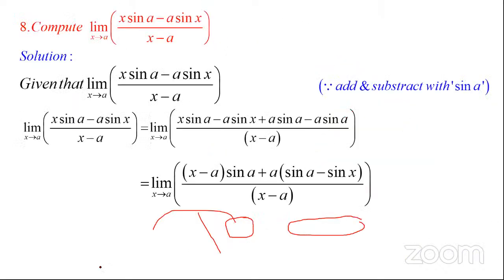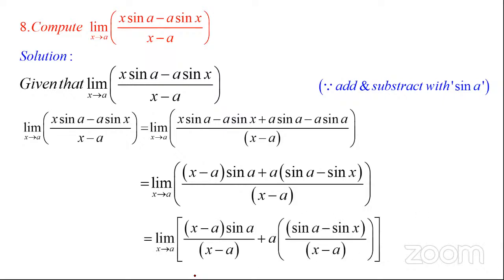Okay, I'm repeating once again. What is given in the question? Limit x tends to a of (x sin a minus a sin x) by (x minus a). Then we have to add and subtract sin a to transform into a formula. So we add and subtract a sin a. Then just take sin a common, then you will get x minus a, and a common, sin a minus sin x by x minus a, and this is the simplification.